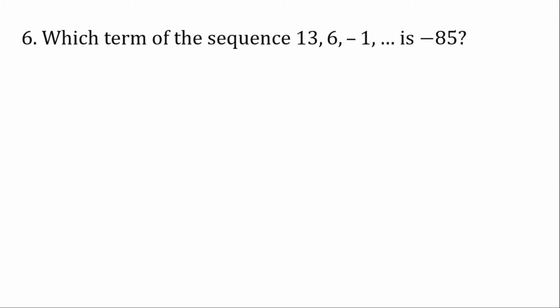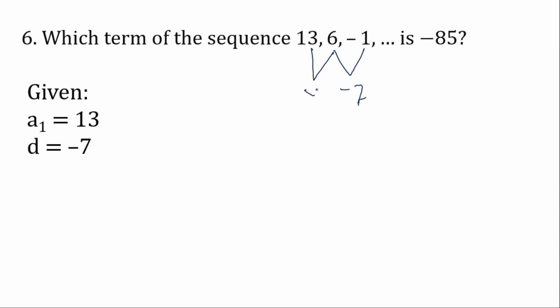Which term of the sequence 13, 6, negative 1 is negative 85? So we will find the n here. So we know that our first term is 13 and our common difference is negative 7 because negative 1 minus 6 is negative 7. 6 minus 13 is negative 7. Now, we don't have a value of n because the question wants us to find the value of n so that this 85 will correspond to a sub n. So we know that our last term, we can consider negative 85 as our last term.